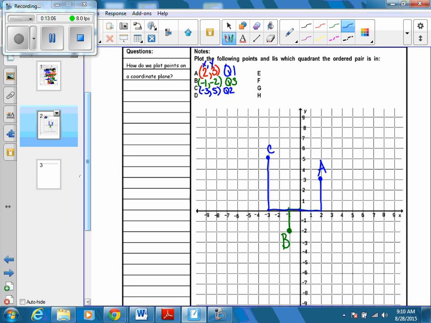Okay, and then our last one that we're going to try is going to be point D. All right, so point D, let's use 4, -4. All right, so once again, starting with my x-axis, I'm going to start at 0. I'm going to go to the right 4, and then I'm going to go down to -4. All right, and this is going to be point D. And then this one is going to be in quadrant 4.